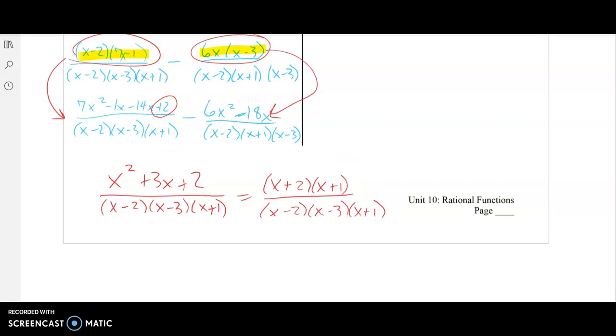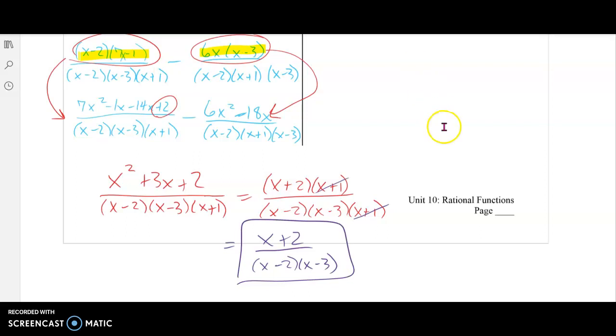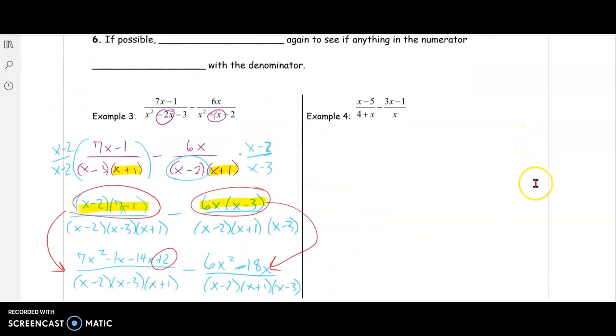Now that I've factored it, you can see that x plus 1 divided by x plus 1 is 1. They cancel each other out, leaving us with x plus 2 on top and x minus 2 times x minus 3 on bottom. Nothing else cancels out. It is as simplified as it can be. Now what I'd like you to do is go ahead and try this one on your own. Pause the video, give it a try, and then unpause the video to see if you got the correct answer.